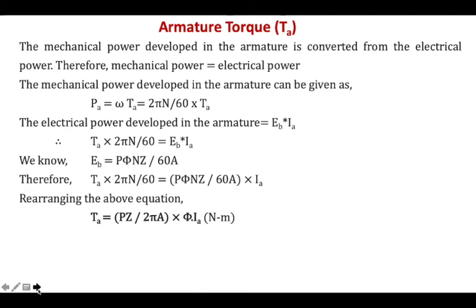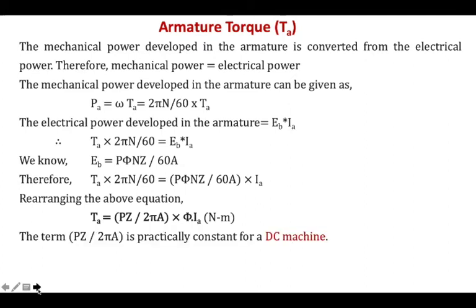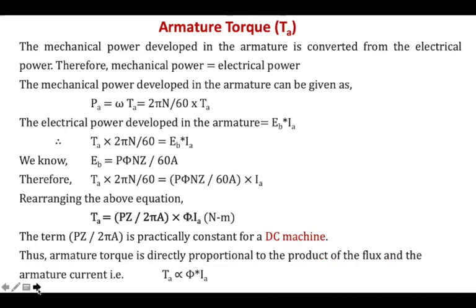So we can write it as Ta is equal to phi into Ia, because the omega on both sides got cancelled out, and therefore we have the basic equation as PZ by 2 pi A into phi into Ia. The rotation term was on both sides of the mechanical and the electrical power, hence that got cancelled out. So practically PZ by 2 pi A is constant for a DC machine. Hence we can say that the torque produced in a DC machine is proportional to flux and the armature current.